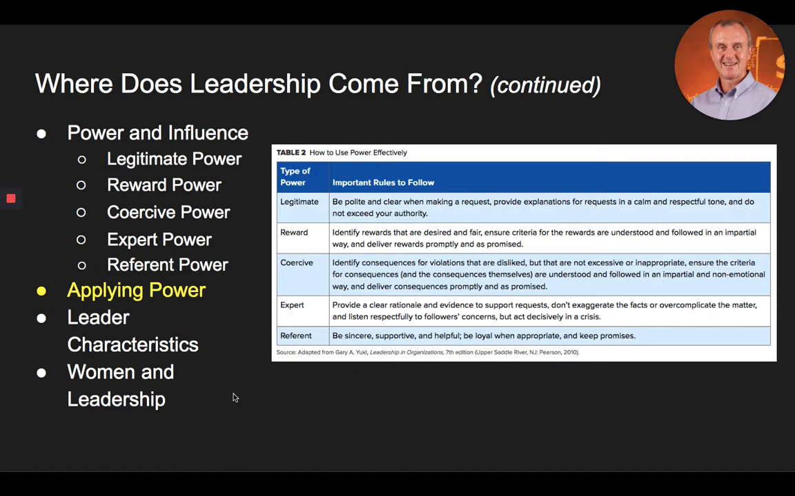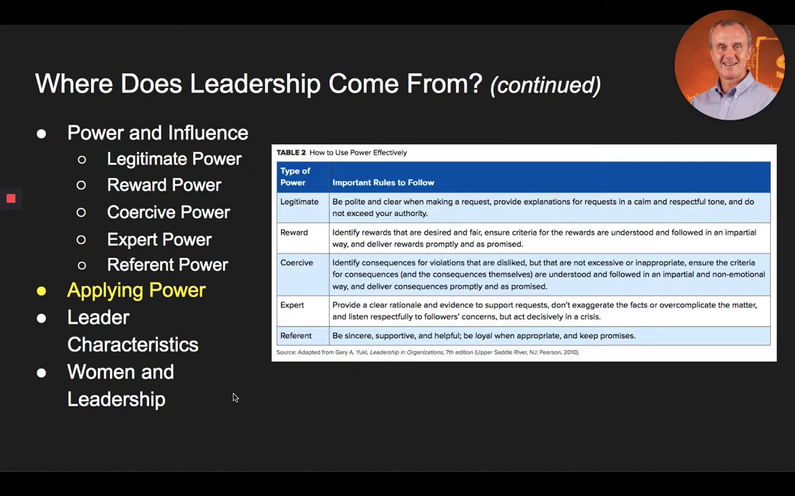Fortunately, as you see in Table 2 on your screen, there are guidelines that can be followed to enhance the effectiveness of all types of power. First, how do you go about using legitimate power? One of the important rules to follow here is to be polite and clear when making a request. Provide explanations for requests in a calm and respectful tone, and do not exceed your authority.